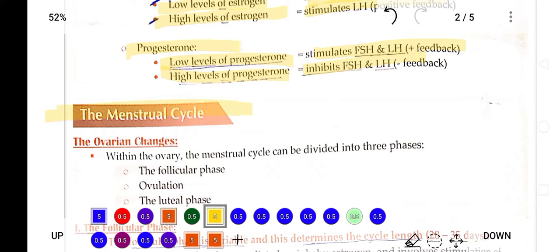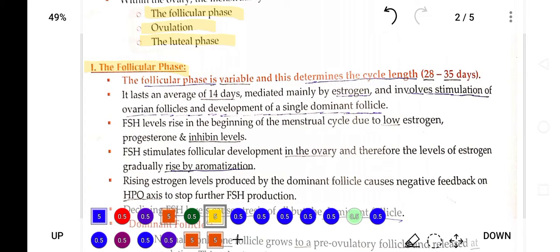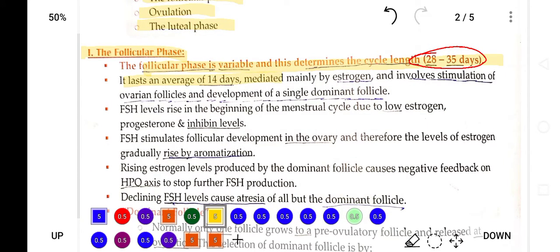Now the menstrual cycle is a regular cyclic monthly cycle in which ovarian changes occur as well as endometrial changes. In the ovarian changes, there is the follicular phase, the ovulation phase, and the luteal phase. These are the three phases of ovarian changes in the menstrual cycle. The follicular phase is variable, and this determines the cycle length, which is 28 to 35 days. The ovarian cycle lasts on average 14 days, is mainly mediated by estrogen, and involves stimulation of the ovarian follicle and development of a single dominant follicle.